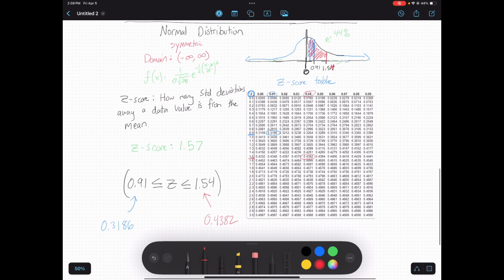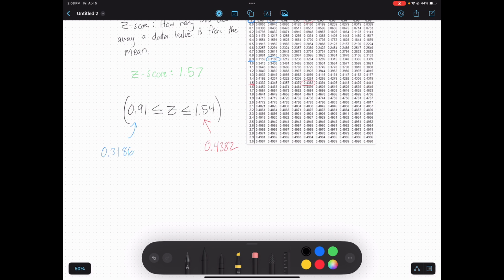Well, it turns out I can find that by just subtracting, right? I can take my red area and subtract away the blue area in order to get the area that I'm looking for. So I can just take my larger area from my larger z-score and subtract that smaller area from my smaller z-score. And I get 0.1196, or 11.96% chance. So there's almost a 12% chance that your z-score is going to end up between those two.